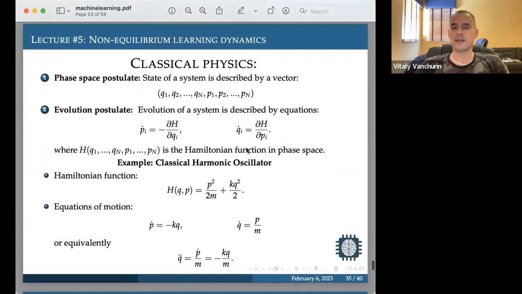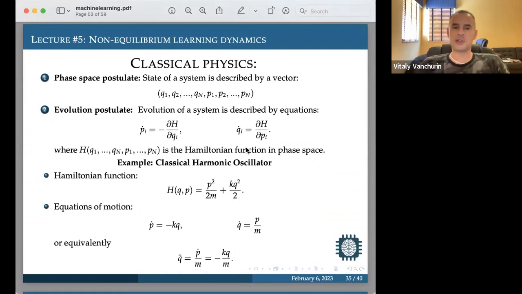Classical physics in one slide. All of the classical physics that we know can be formulated using these two principles, two postulates. One is what is the state space, and the other one is what is the dynamics.